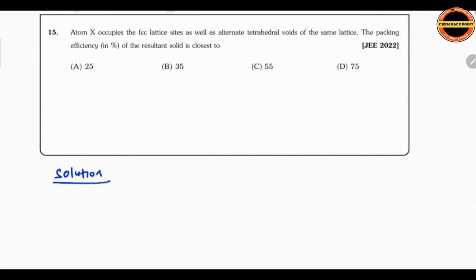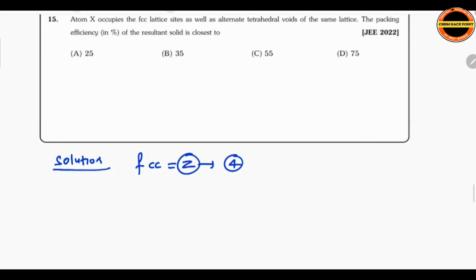So in FCC, as we know, what is the value of Z? First of all, the Z value for FCC is 4, right? And then X occupies the FCC lattice. So here X is occupying the FCC lattice, so effectively 4 atoms you will get.